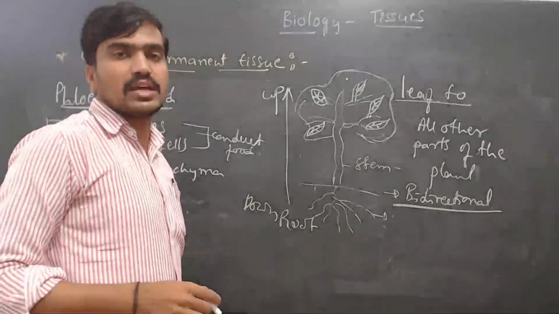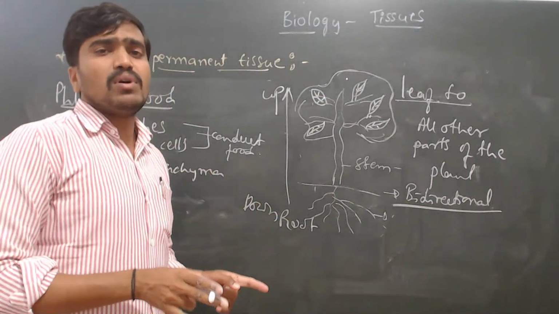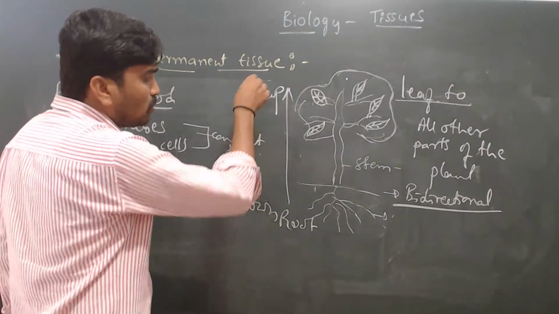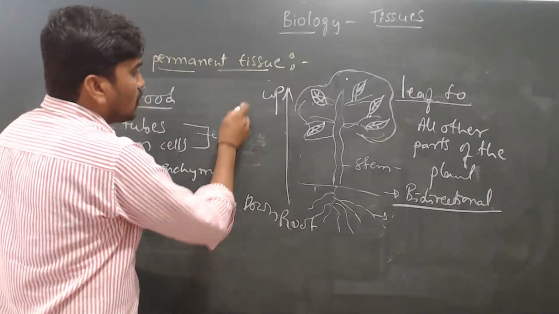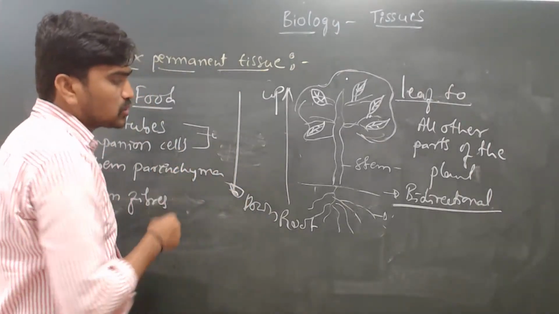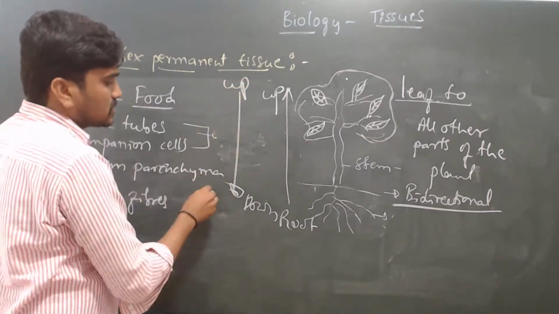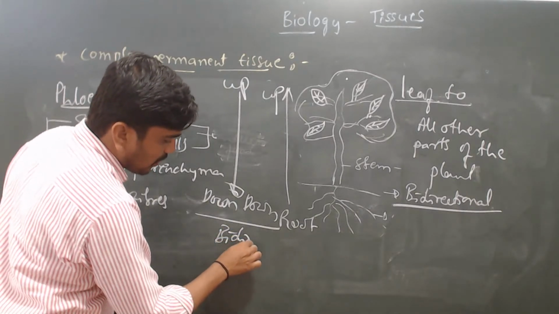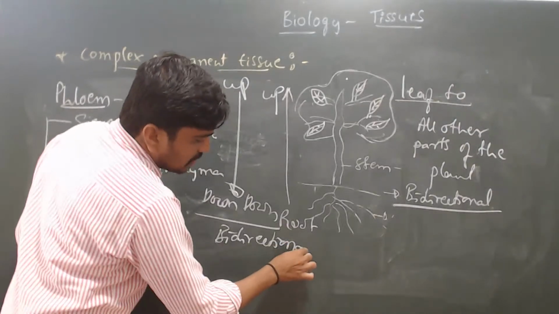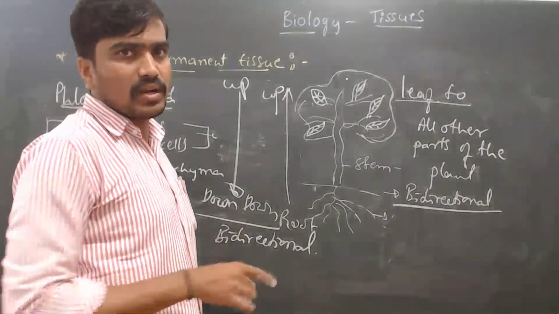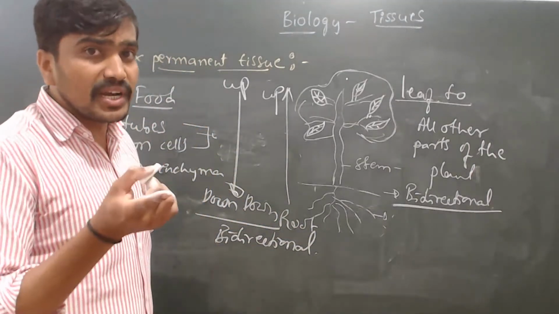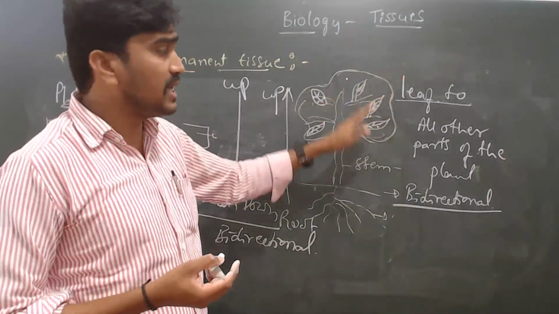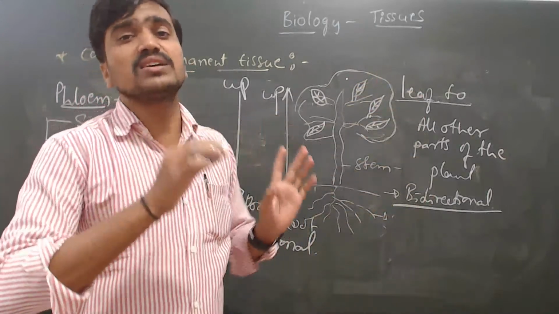Or multidirectional. Why? Because in phloem, food transports from the leaf to all other parts, down to upwards and also upward to downwards. So here it is known as bidirectional. Bidirectional only in phloem, unidirectional in xylem, from roots to all parts. Here, leaf to all other parts of the plant.